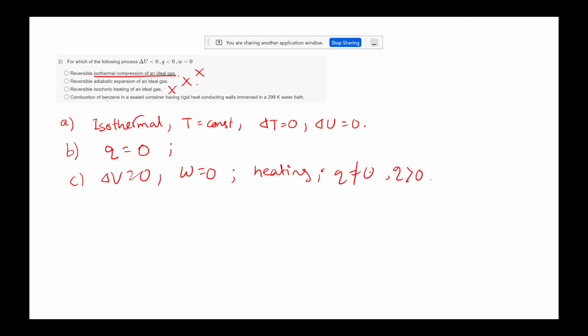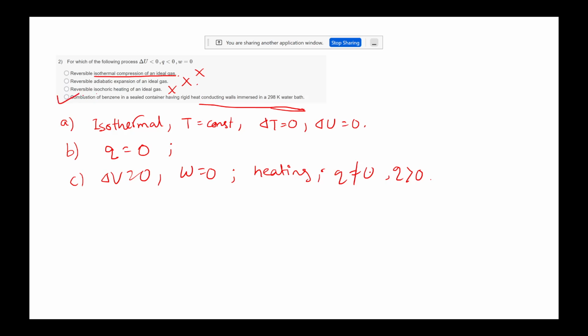One option is left: combustion of benzene. In combustion of benzene, you will combust the benzene, so it will provide some heat to get some changes in the system. Since heat is being released, Q less than 0, and if the heat is conducted to the immersed water bath, then its temperature also decreases. So this option is correct.